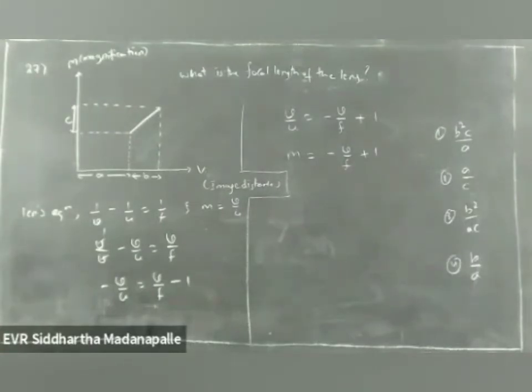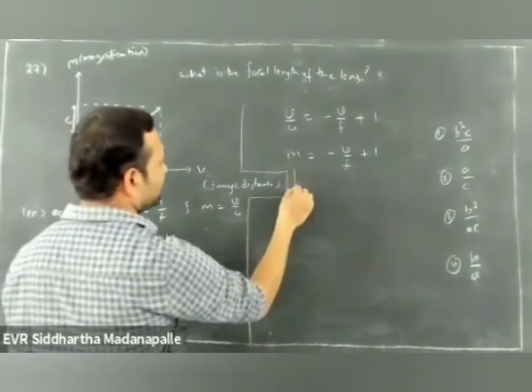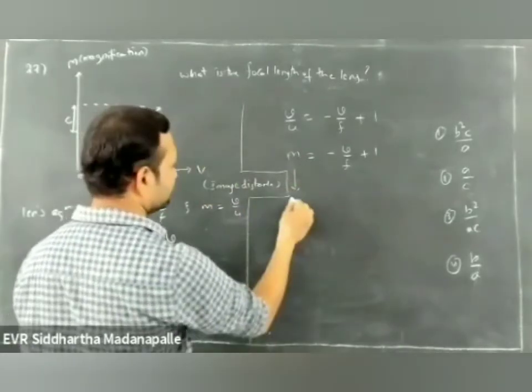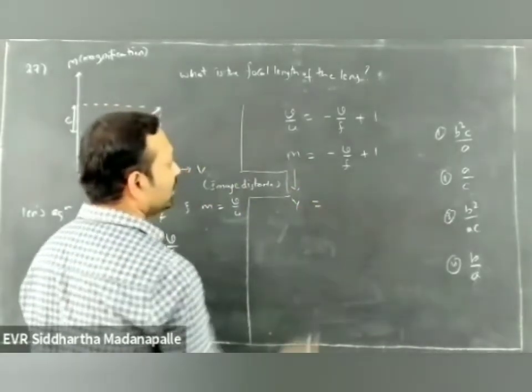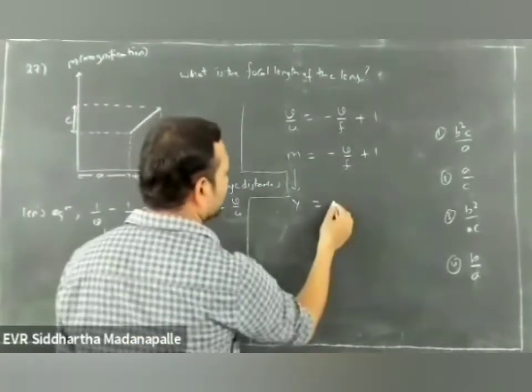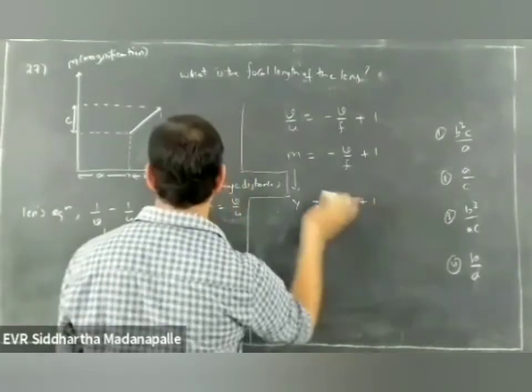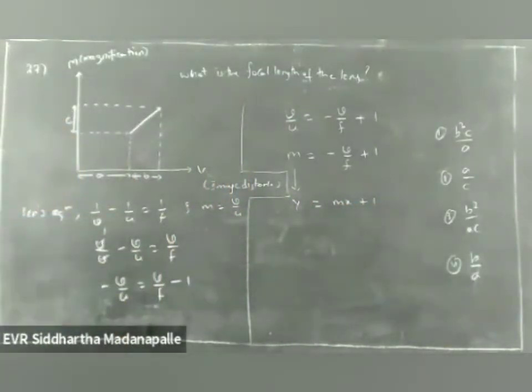Now they did not mention whether the image is virtual or real, so we have to generalize. Now M is along the y axis, right? And here you are taking along the x axis V on this one. And then here we will get M into x plus 1. Plus 1 is the intercept here. Okay, it represents a straight line.